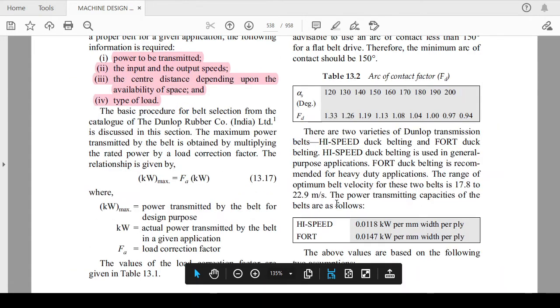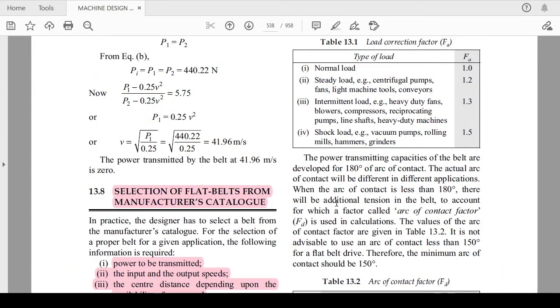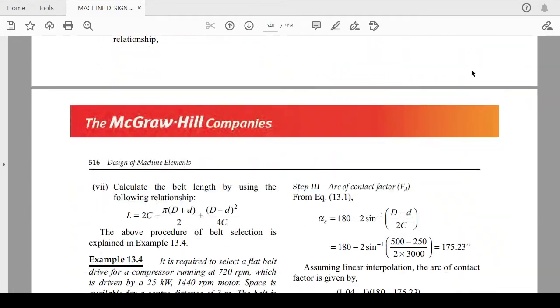here. You can see this table 13.1. This is the load correction factor according to the type of load. You can say if it is a normal load, then the load correction factor is FD, which will be 1.